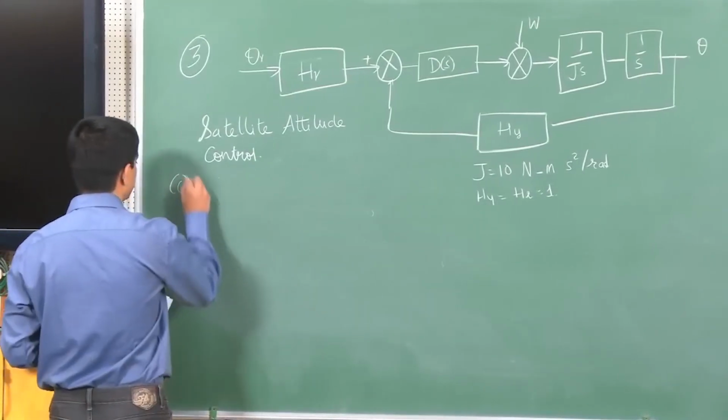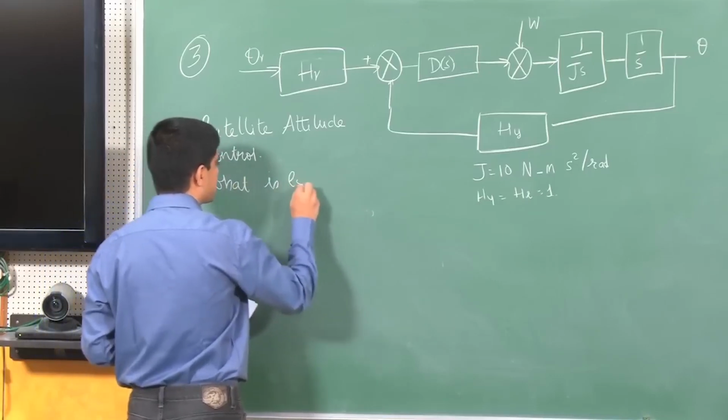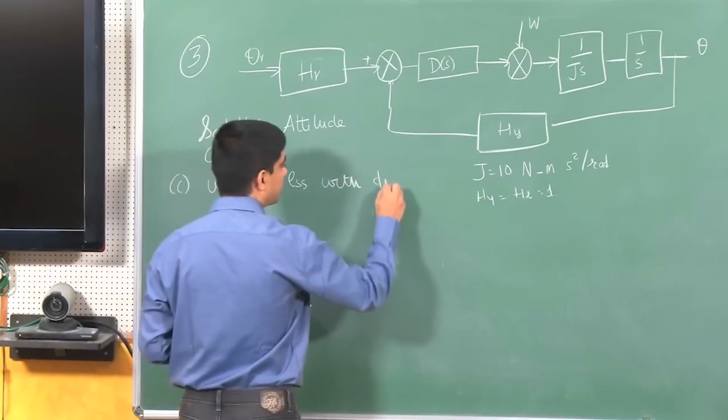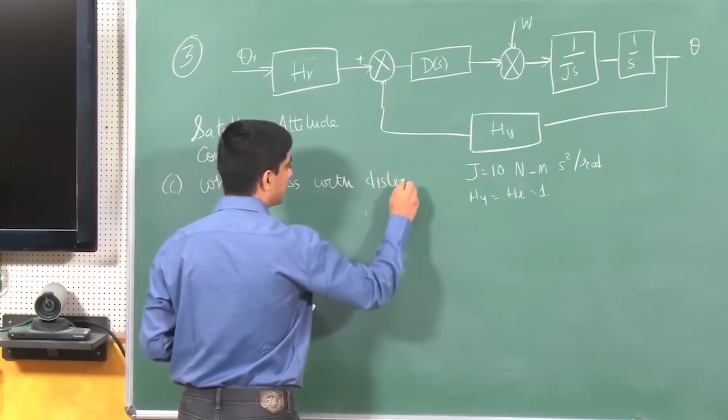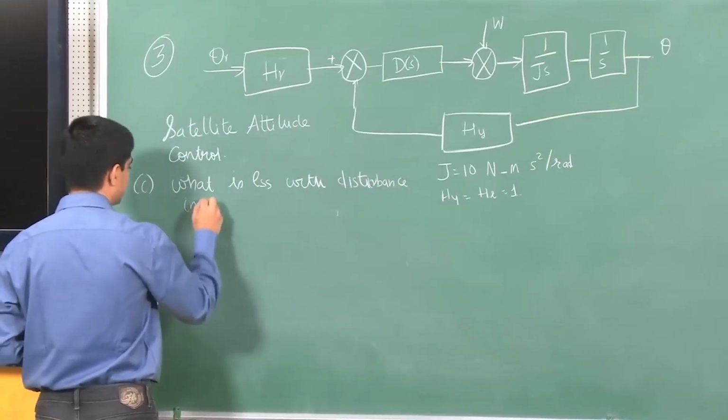Okay. Third case, what is the steady state error with disturbance inputs?